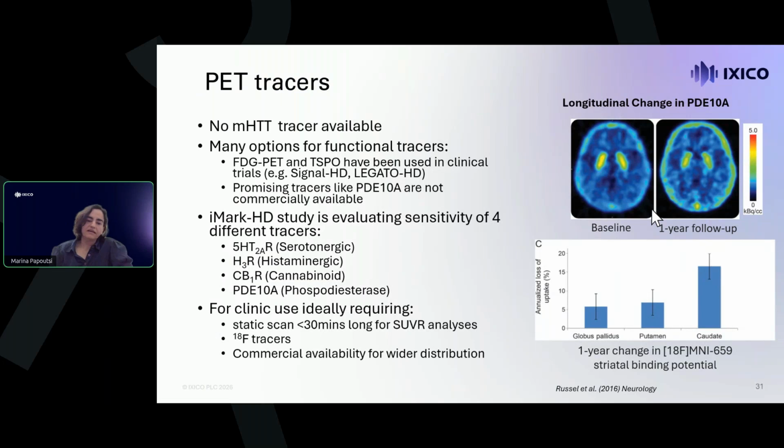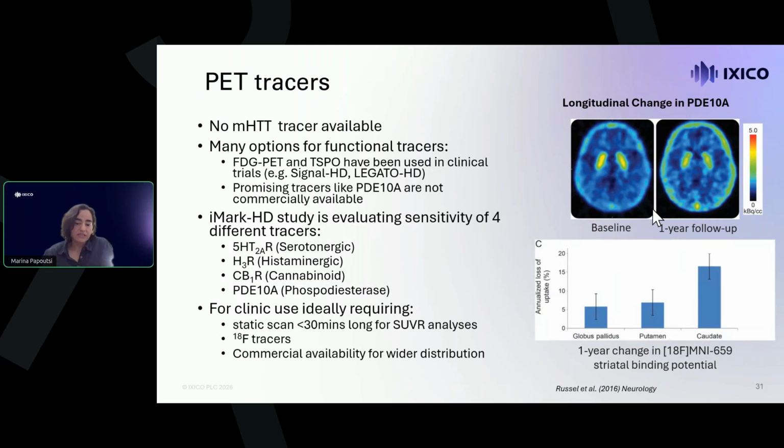The main stumbling block when thinking about using tracers like PDE10A is that they are research tracers, so they're not commercially available, which makes their availability really challenging in clinical trials. And also, if they don't have a validated SUVR kind of analysis, then you're looking at a dynamic scan that can take up to 90 minutes, which doesn't make it suitable for clinical trials.